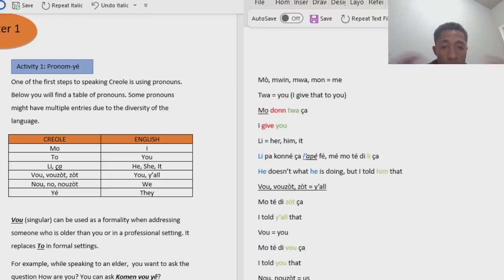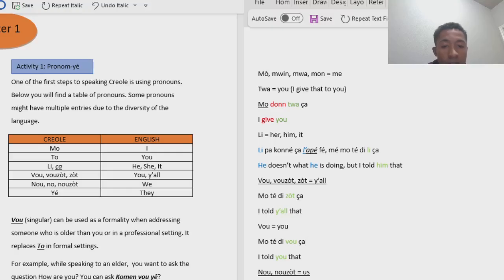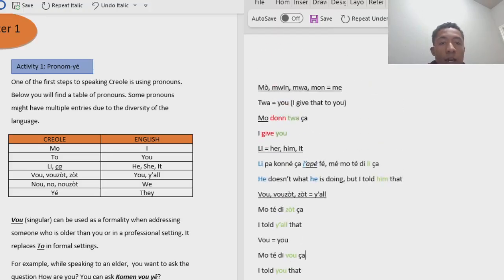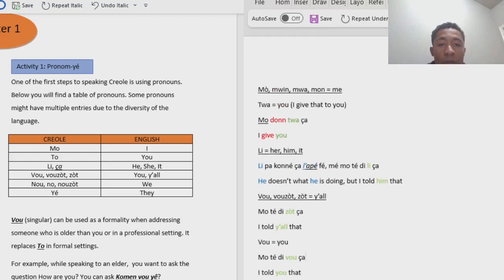Now, to do a recap on that, you have mo, moi, and mon for me, toi for you in the indirect, li for the indirect, vous, vous autres, zot, indirect. And let me just underline these. Nous, nous autres, and ye. Now, you might be asking yourself, why are there almost four different ways to say me? And the reason being is because there's also different regionalisms and dialects.